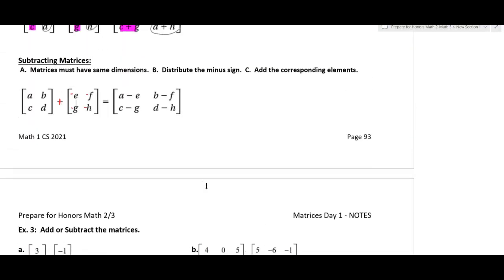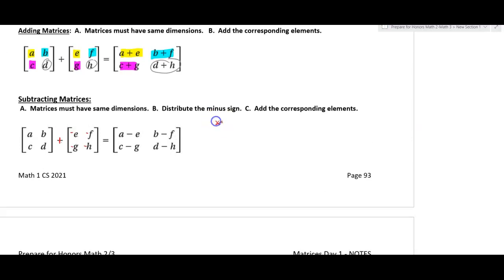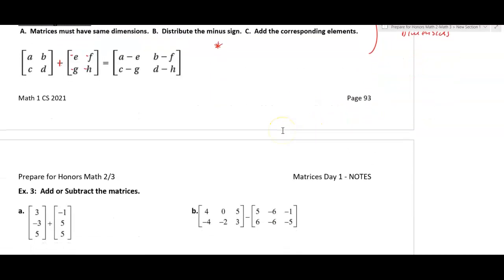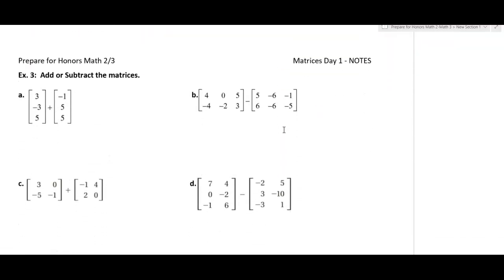So here, one other thing. In order to add or subtract, your matrices have to have the same dimensions. Okay, that's really, really important. So when I look here, this matrix is 3 by 1. This is 3 by 1. Therefore, we can add them.